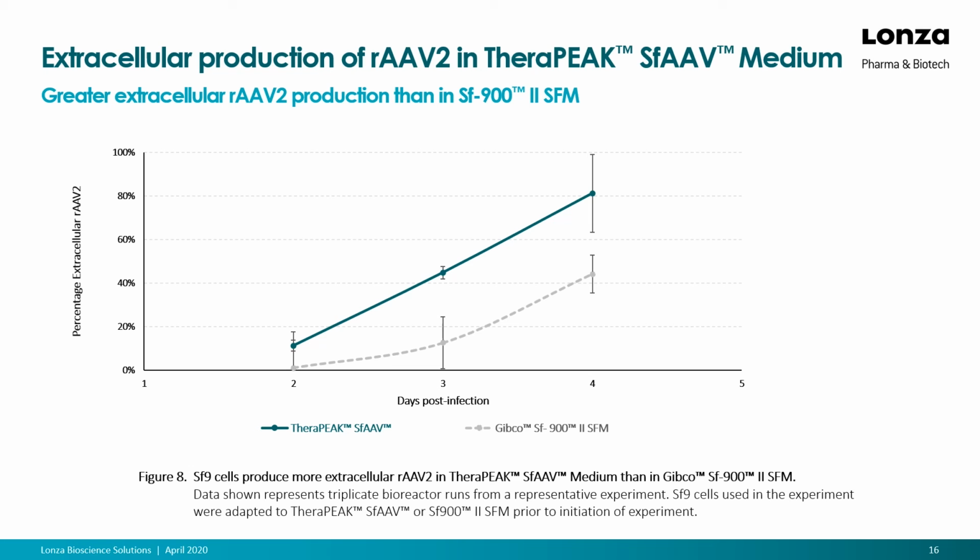This can have a significant impact on your downstream processing, with most of the particles in the supernatant by day 4. You will not have to harvest and lyse the cells to release the viral particles. As a consequence, this has the potential to reduce the downstream process steps to be performed and to increase the amount of viral particles at the end of the purification process.